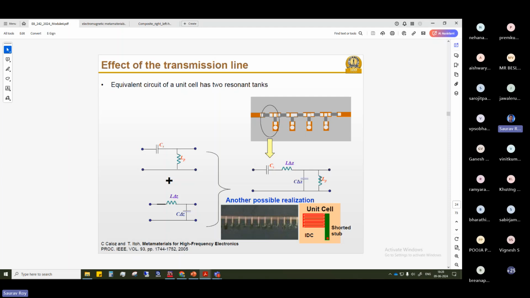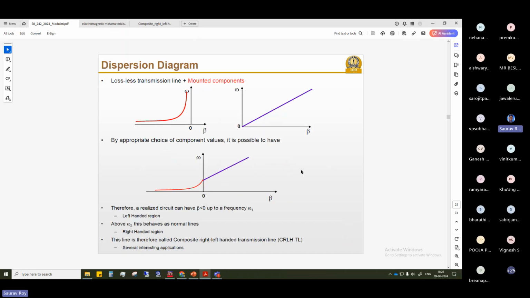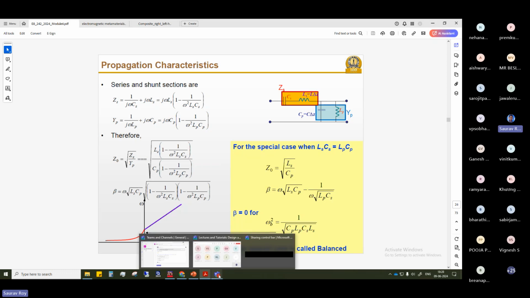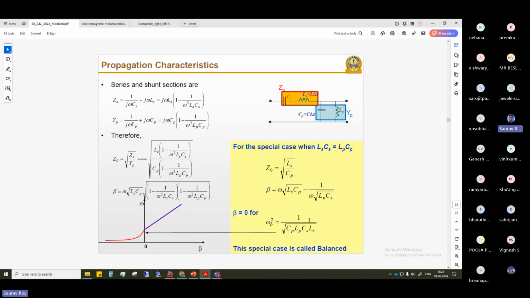But the parallel arm LP and the series CS, the lumped or SMD components you are adding, are not normalized. So if you put in these values, LP and del Z, from here you can calculate the D, or the length of the unit cell. And that has to be less than lambda by 4. That you should remember. That is the condition given for the CRLH line design.